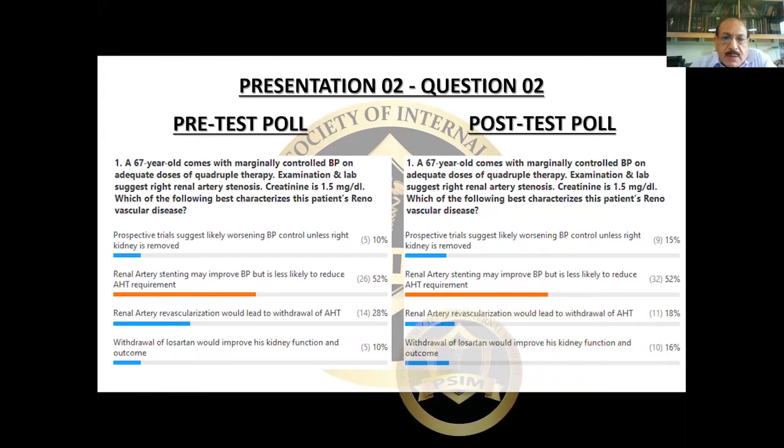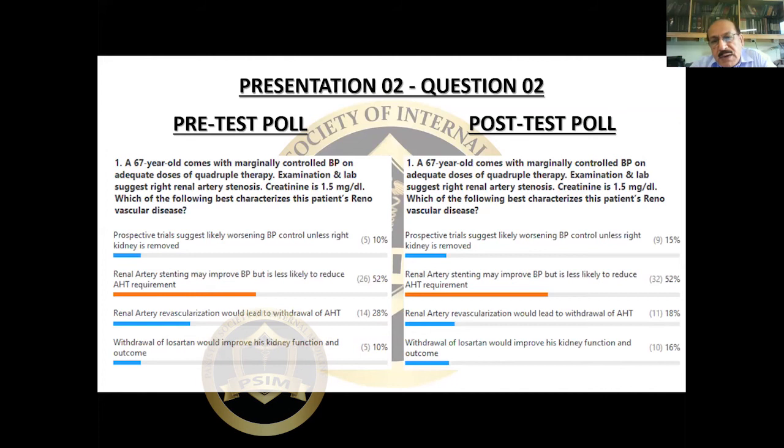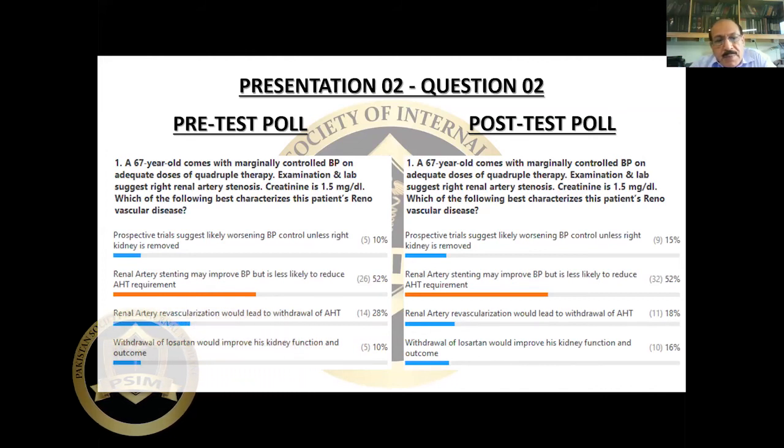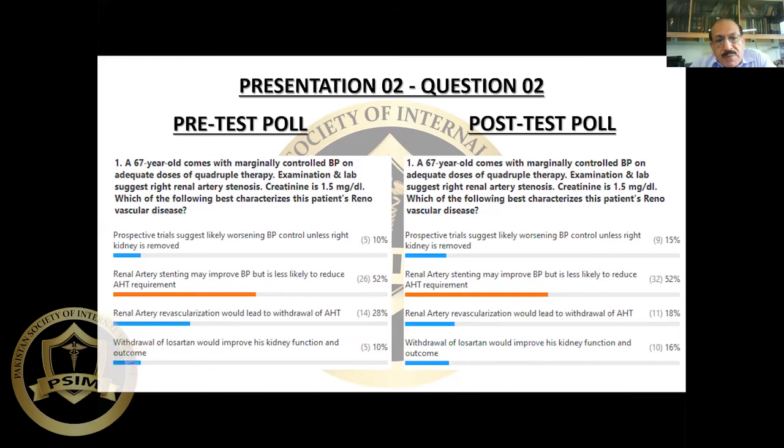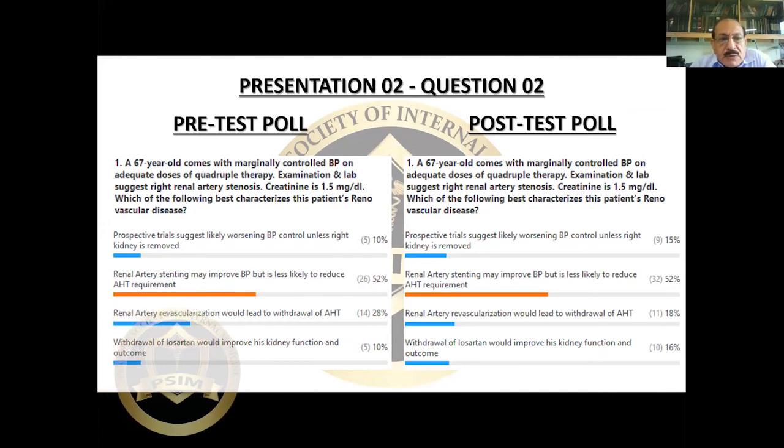So renal artery revascularization would lead to withdrawal of antihypertensives? Very unlikely, because our patient is already on 4 drugs. And withdrawal of losartan would improve his kidney function? Again, very, very unlikely, because it is a unilateral stenosis.